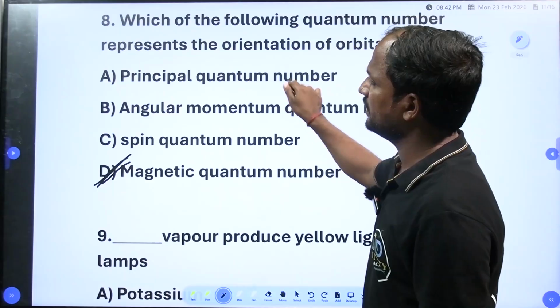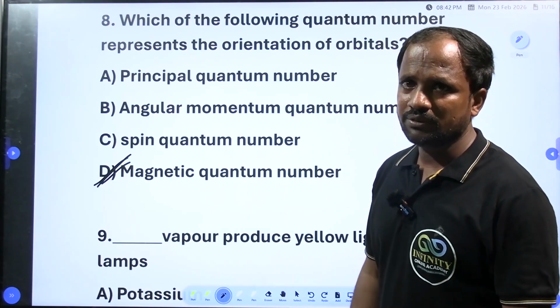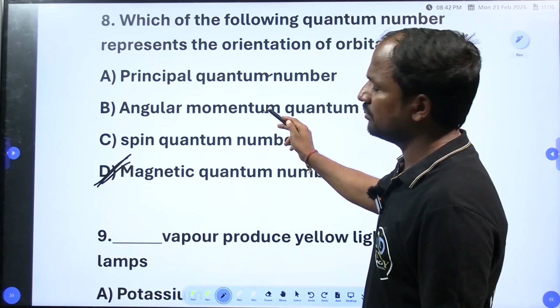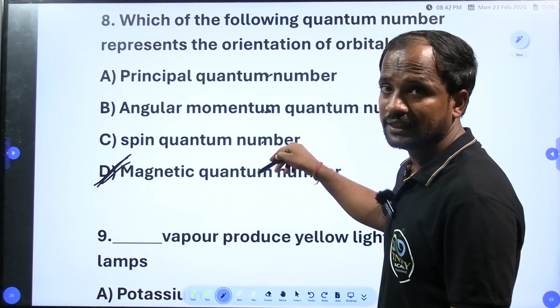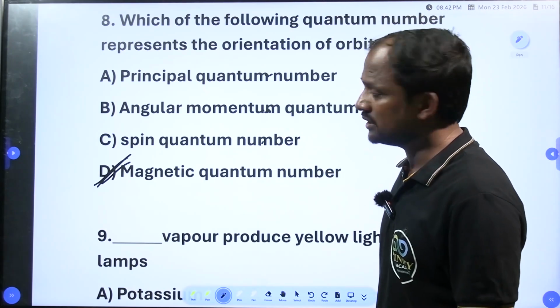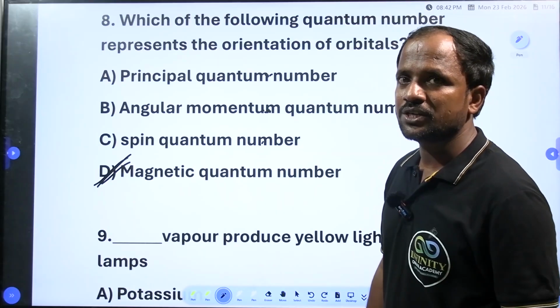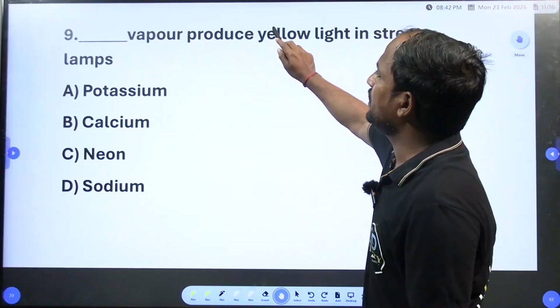So these different quantum numbers give different information about the atom. Principal: size and energy. Angular momentum quantum number: subshells. Spin quantum number: whether the electron revolves in the anti-clockwise or clockwise direction. Magnetic quantum number: orientation of the orbitals. Okay? Right.